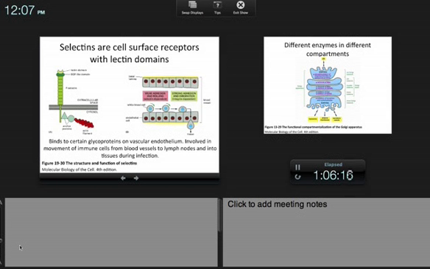Receptors, right? So that's what I'm showing here actually. So there are certain receptors. Selectins are one kind of receptor, and they have a lectin domain. Lectin just means that this part of this receptor binds to sugar. Lectin domains bind to sugars.